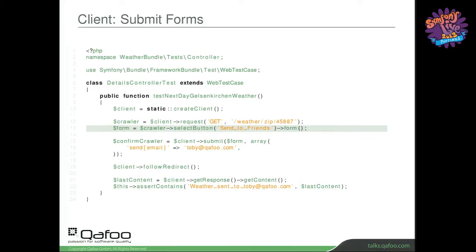The same goes for submitting forms. The API looks sort of familiar. You call selectButton, and you give it the name of a submit button of your form, either the value again or an ID or something like this. Then you turn it into a form by calling the form method, and then you submit the form. For forms, in contrast to links, you also have to provide values that you want to attach to the specific fields. So as a second argument, you pass an array of all the data that you want to submit with the form. And again, you get a new crawler back, and you can do new assertions on the site that was submitted.